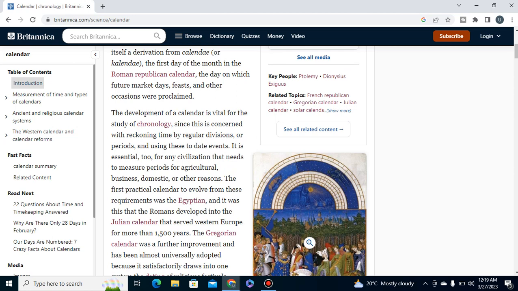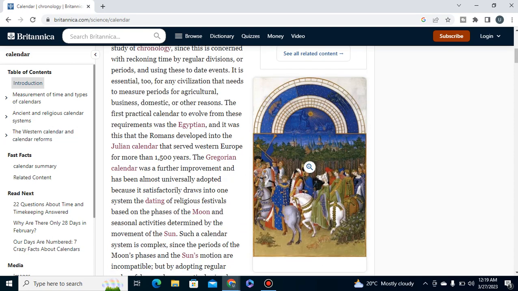The Gregorian calendar was a further improvement and has been almost universally adopted because it satisfactorily draws into one system the dating of religious festivals based on the phases of the moon and seasonal activities determined by the movement of the sun.